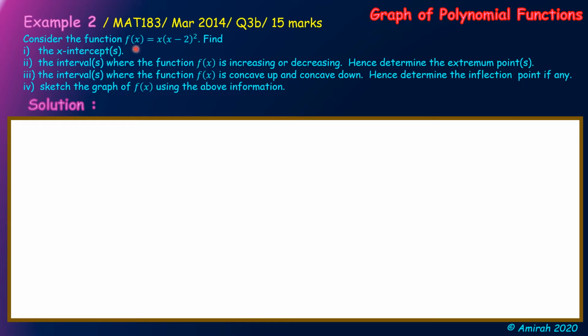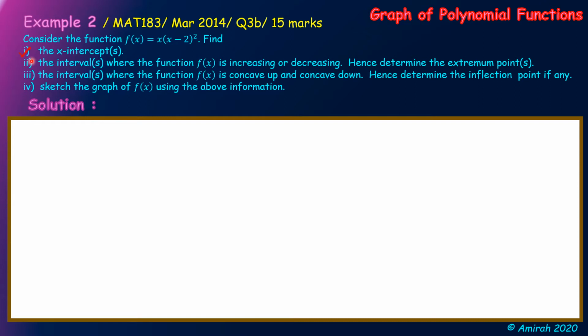Consider the function f(x) equals x times x minus 2 squared. Find number 1, the x-intercepts. Number 2, the interval where the function f(x) is increasing or decreasing. Hence, determine the extremum points. Number 3, find the interval where the function f(x) is concave up and concave down. Hence, determine the inflection point if any. And number 4, sketch the graph of f(x) using the above information.